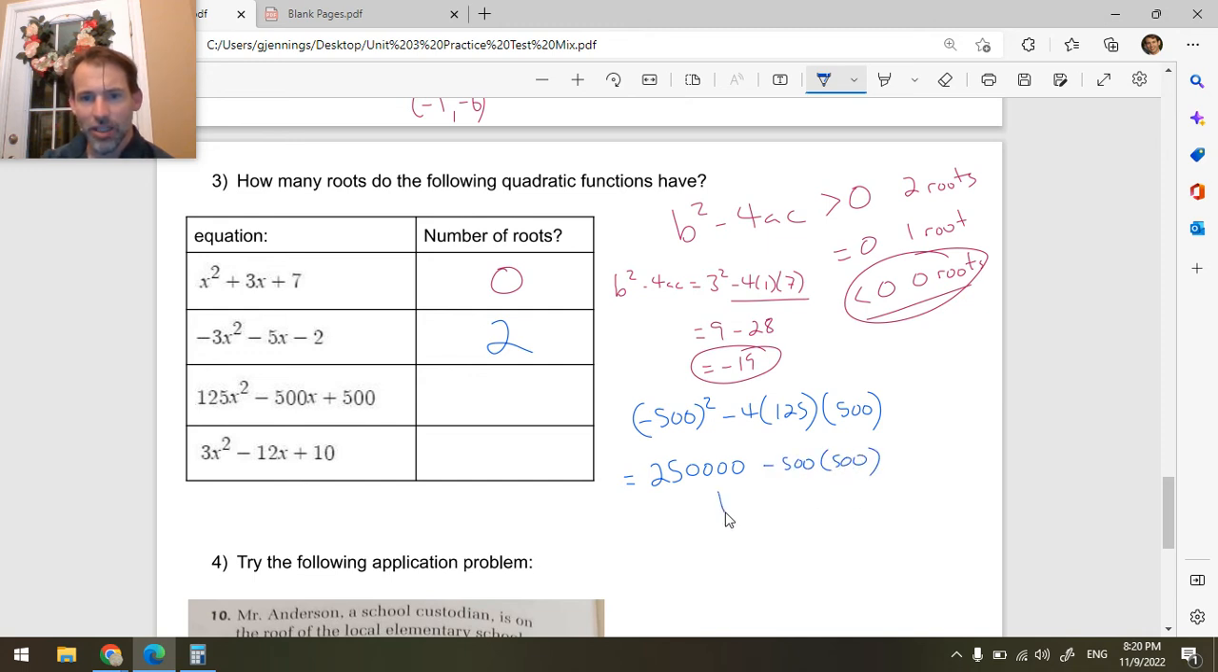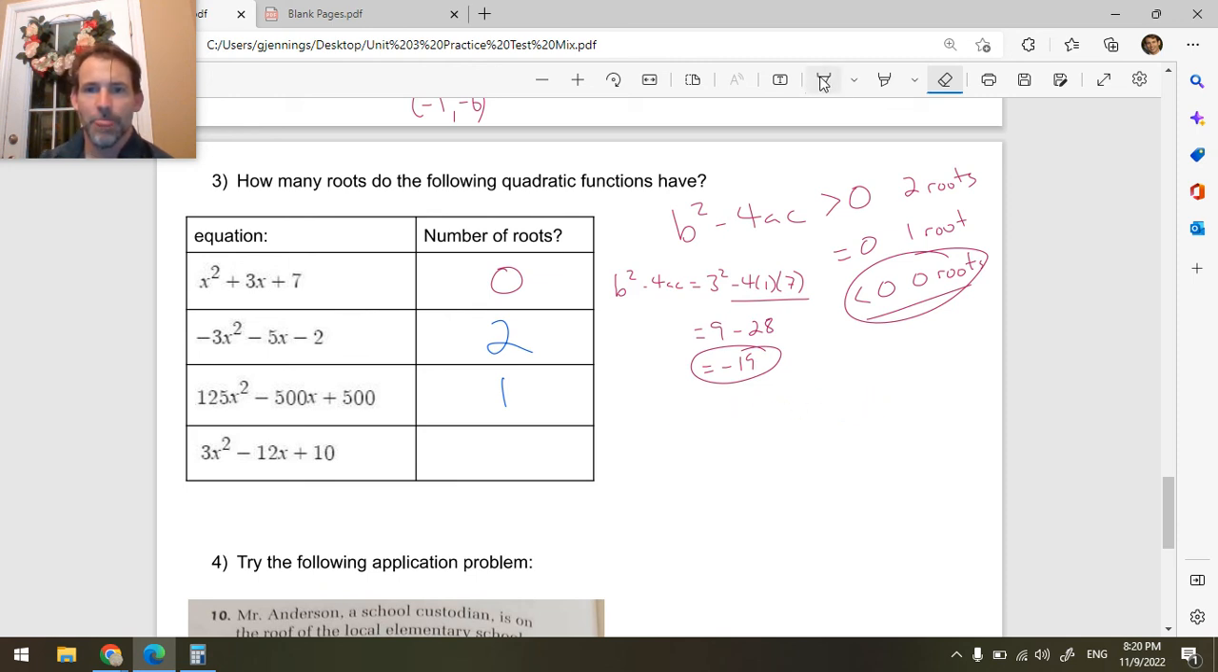Wait a minute. Wasn't that 500 times 500? Yes, it was. So this gives us 250,000 minus 250,000. Oh, that's equal to 0. That has one root. All right, 3x squared minus 12x plus 10. This one's normal. This one's not a math joke like what I just did to you there. Kind of a math joke. Great big numbers and they equal 0.